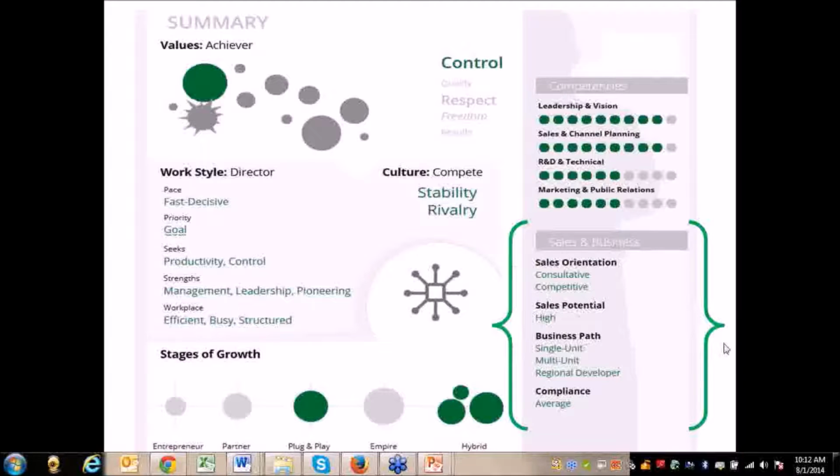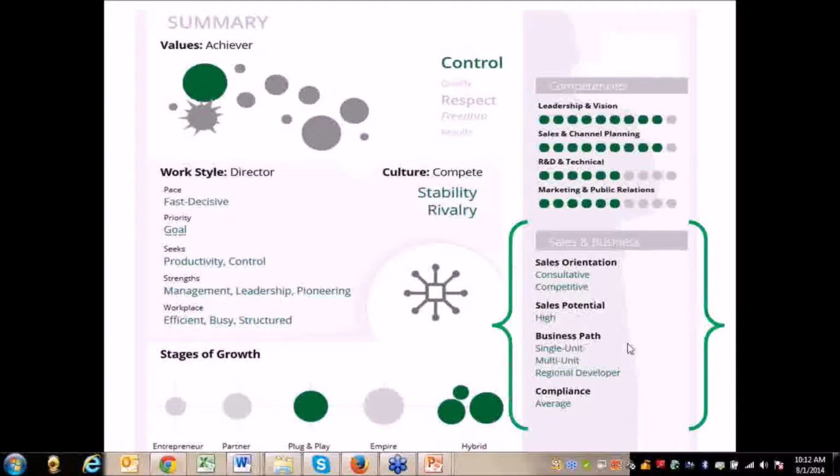His business path, this is someone that can build a single unit, multi-unit, or regional development type of opportunity. So we're going to be looking for a business where he is using his sales skills that are consultative and competitive, and at the same time, we're looking for a business that he can scale, that he can start at one place and move to another. Or if he has the money and you have the region, you're going to start him out at a regional development opportunity.